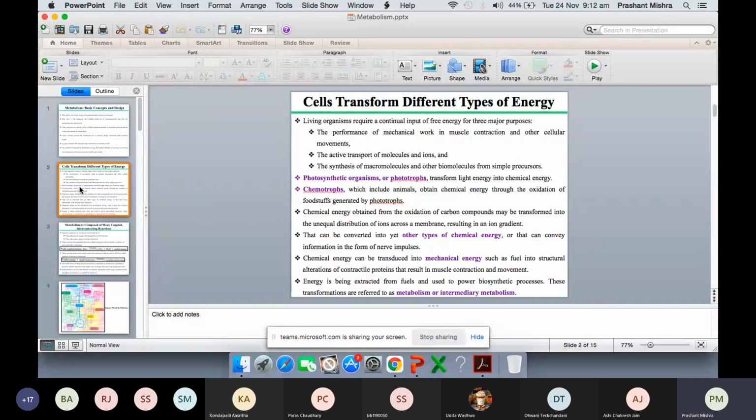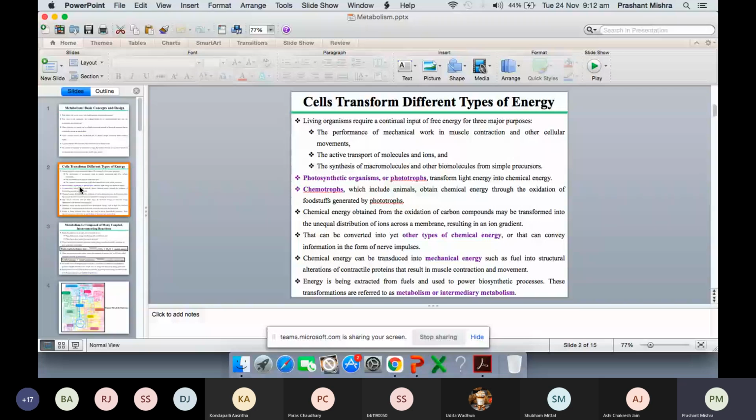In plants, what happens is that they are synthesizing simple carbohydrates, so they fix carbon dioxide. If I take carbon dioxide and water, you can make carbohydrate. That's the way light energy can be conserved in the form of chemical energy.